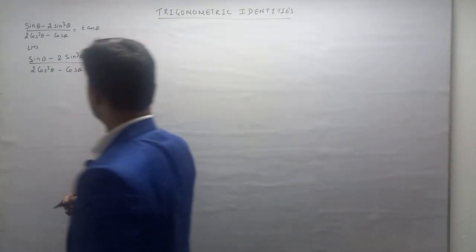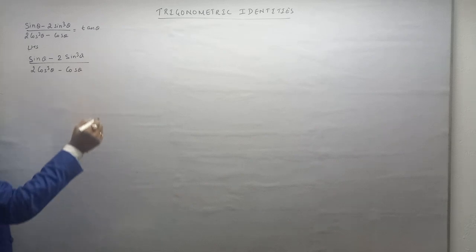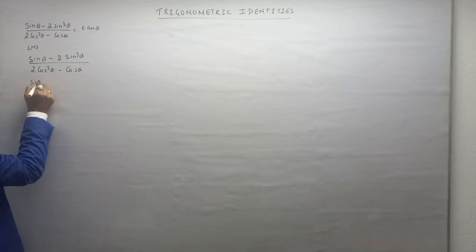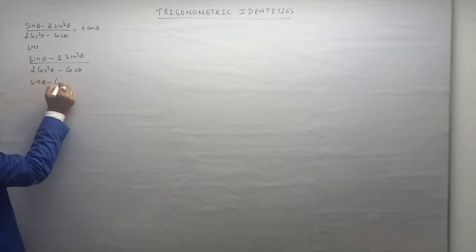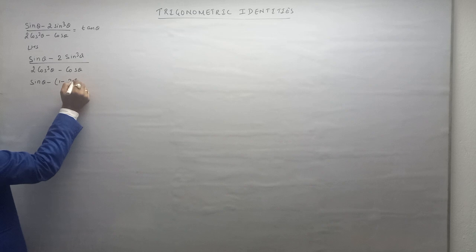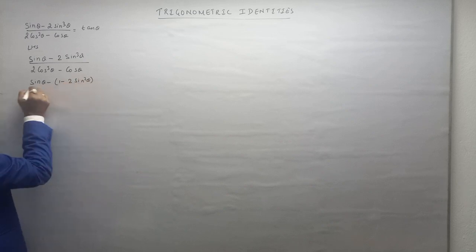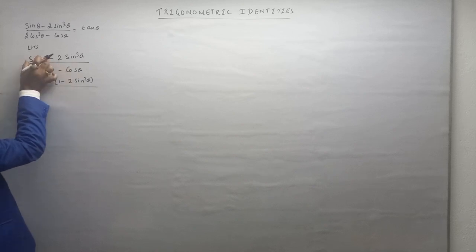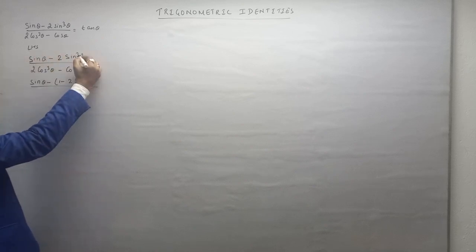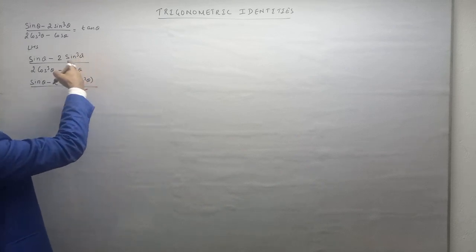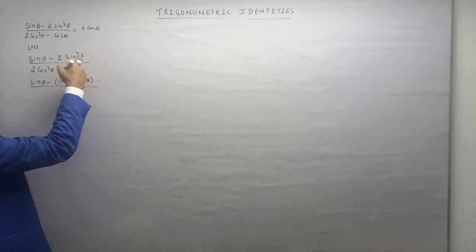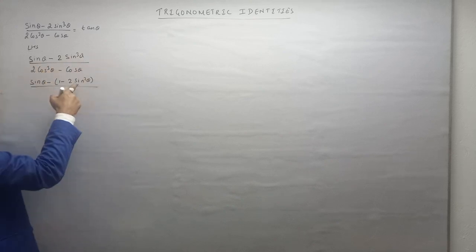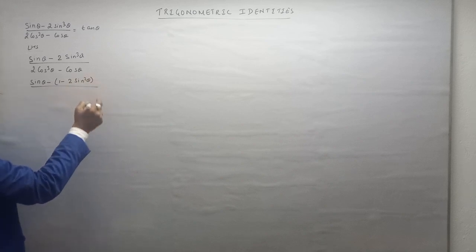If we look at the numerator, what is common is sine theta. If I take out sine theta common, then this will be 1 minus 2 sine square theta. Here I have taken out sine theta common from here and here. This is sine cube, so sine cube is sine into sine square. I have taken out one sine common, so what is left? Sine square.